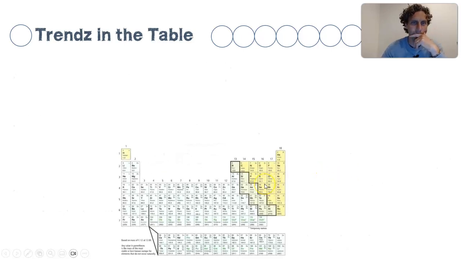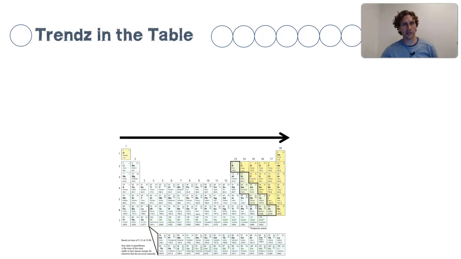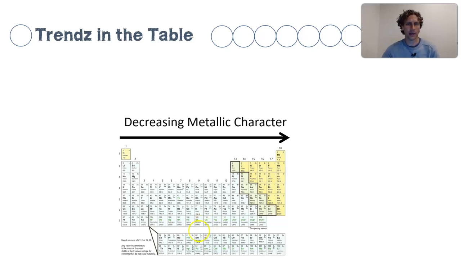Okay, so some trends that I'd like you to remember. As we move from left to right, you get decreasing metallic character. In fact, at the far side, we say they're non-metals. So strong metallic character decreases as you move from left to right.